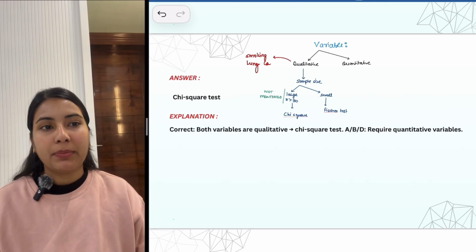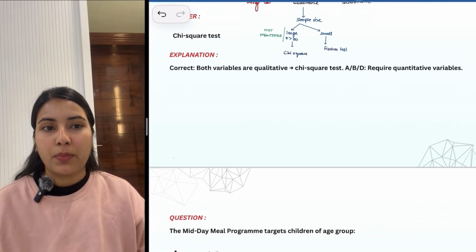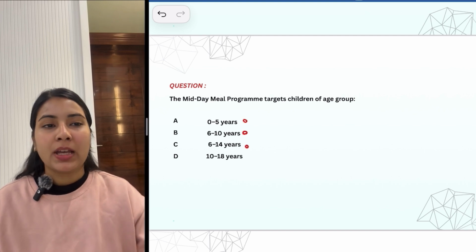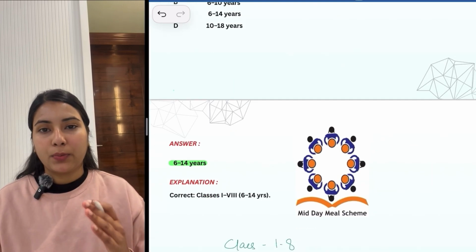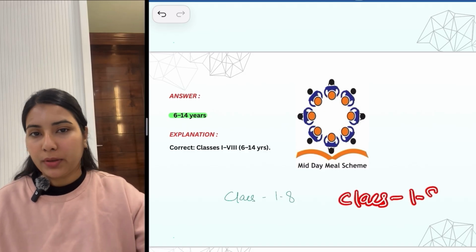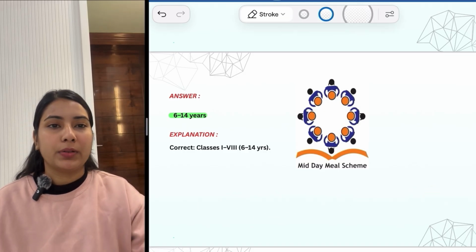The midday meal program targets children of which age group? Your options are 0 to 5, 6 to 10, 6 to 14 and 10 to 18. So midday meal program is for class 1 to 8. So the answer here is the age group is 6 to 14. You have to remember this. Now moving on to the next question.